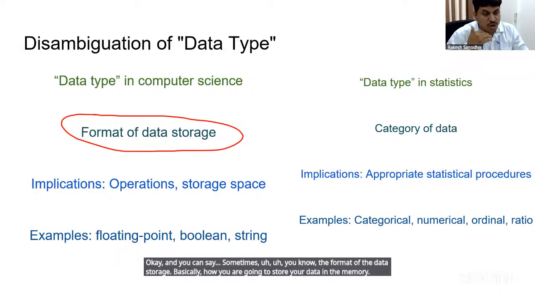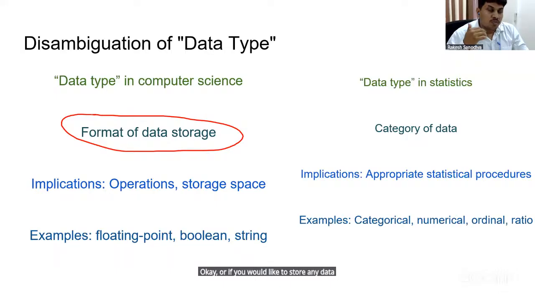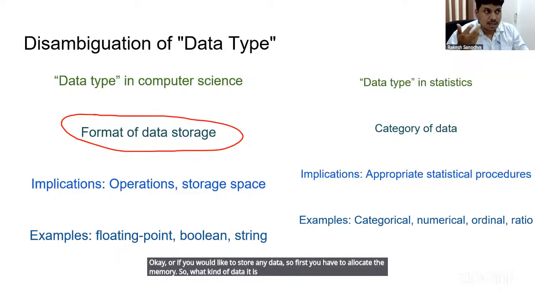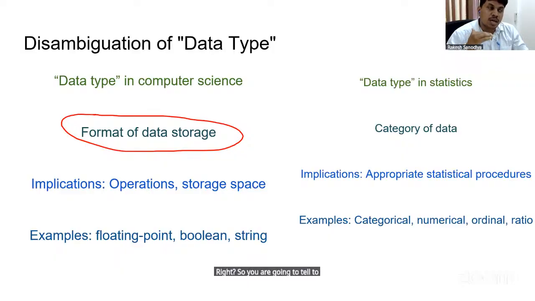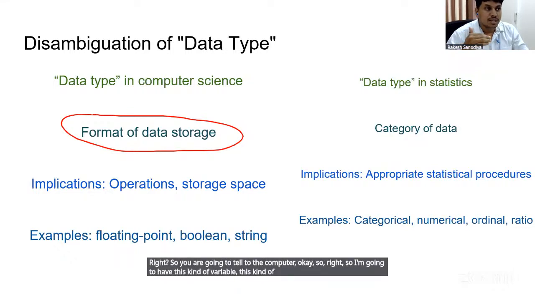Let's say if you are going to create any variable, or if you would like to store any data, first you have to allocate the memory. What kind of data it is, whether it is string data, character data, or some numeric data. Of course, for storing the data you have to reserve some memory. With the help of this data type, you are telling the computer, I am going to have this kind of variable, this kind of data, and accordingly you reserve the space.